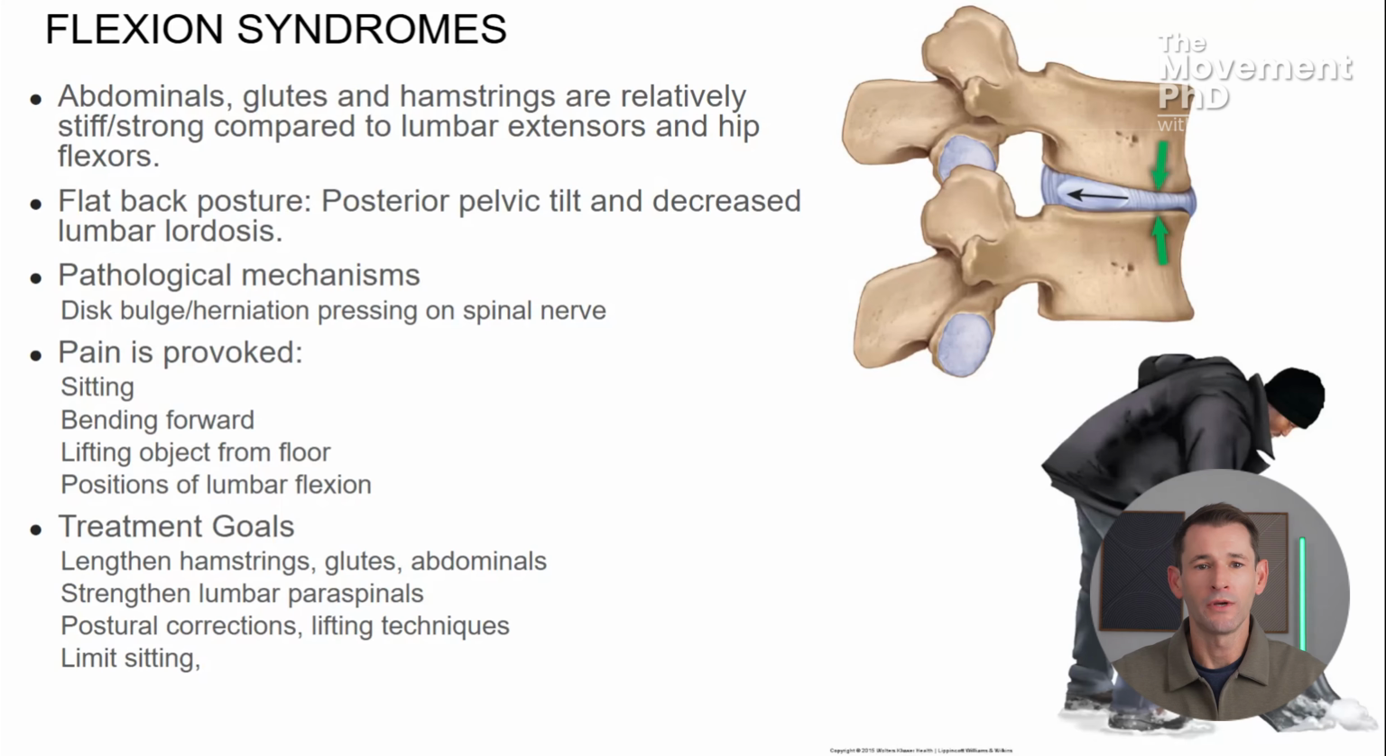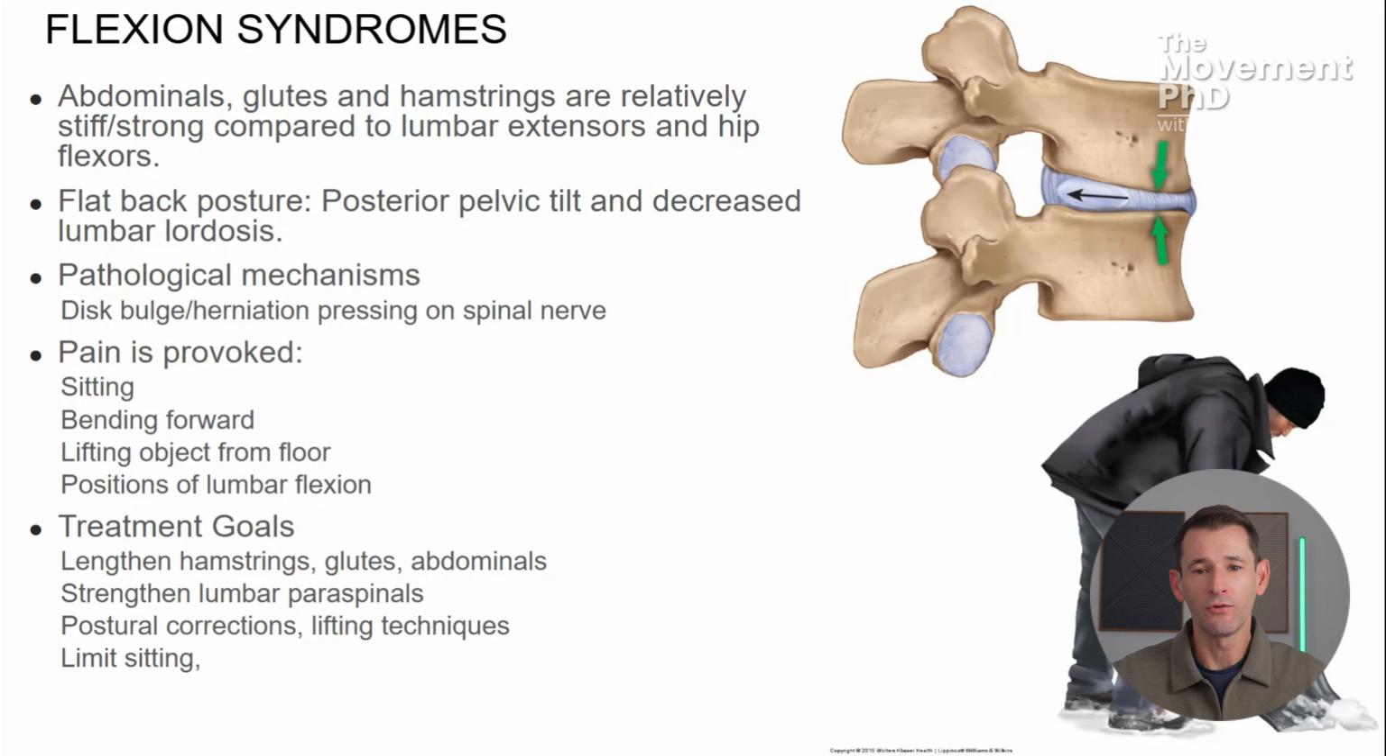So again, we have shortness of those abdominals, those glutes, and those hamstrings, and then we have relatively poor performance of those lumbar extensors and those hip flexors. So what are associated pathologies here? Well, they are discogenic or disc herniation types of things.